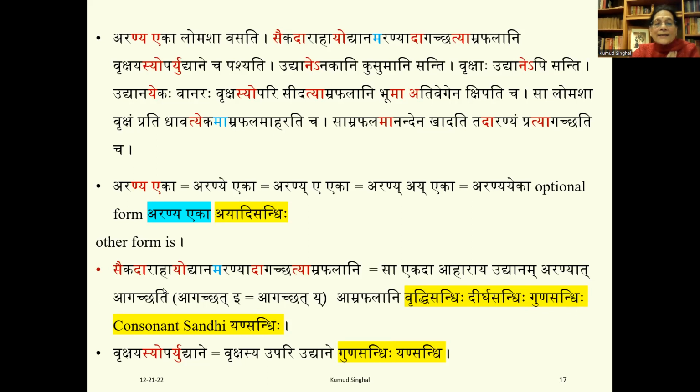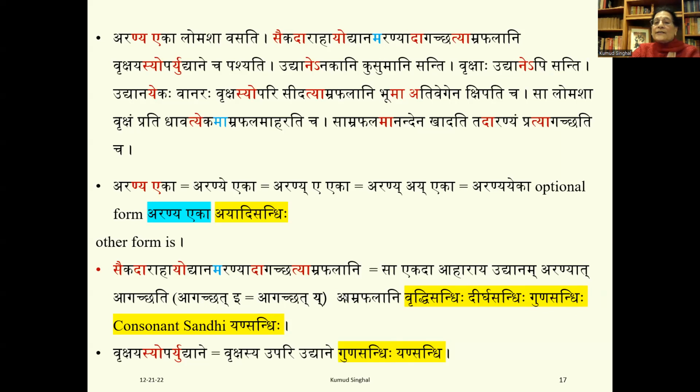Now agachati and amra phalani. Amra phalani are mangoes. Amra is a mango. So mango fruits. Amra phalani. This is a bahuvachanam, phalam, phale, phalani. So mango fruits. So now agachati followed by amra phalani. So ti is following a.